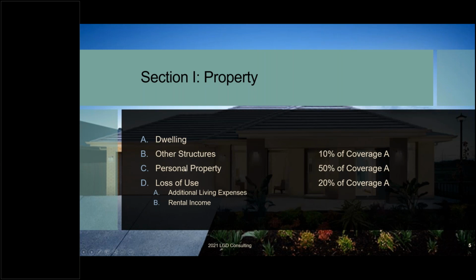It's called personal property coverage, coverage C. Sometimes you'll just see contents coverage. So keep an eye out for that.